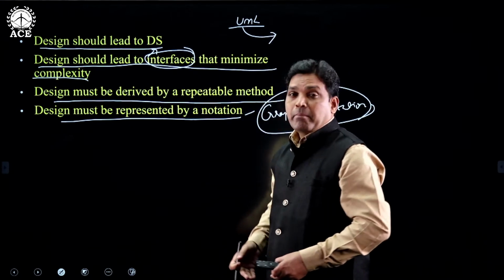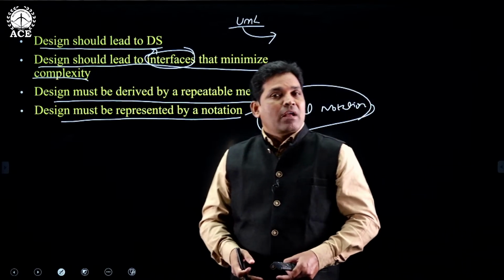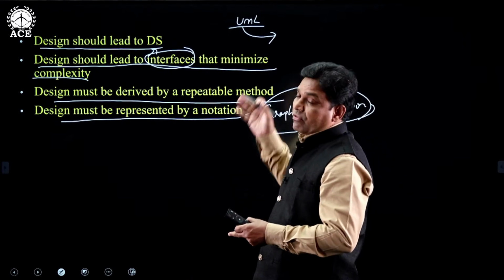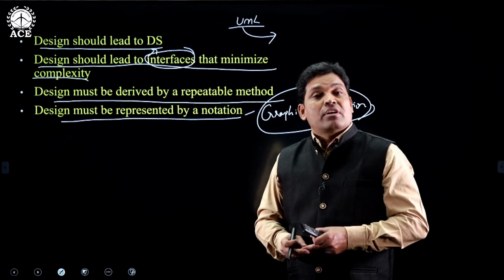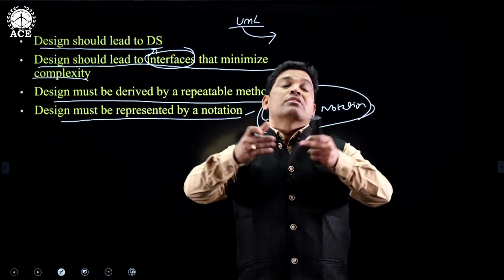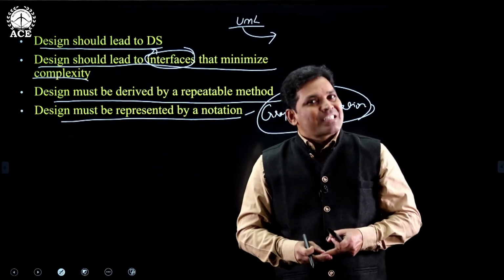Why did UML become popular? Unified Modeling Language is an object-oriented modeling language which can design a software system and represent it in the form of graphical notations, so that other stakeholders can easily understand it.